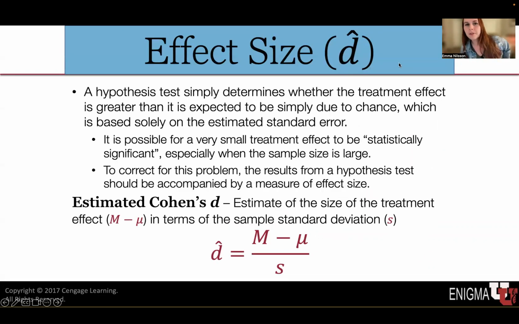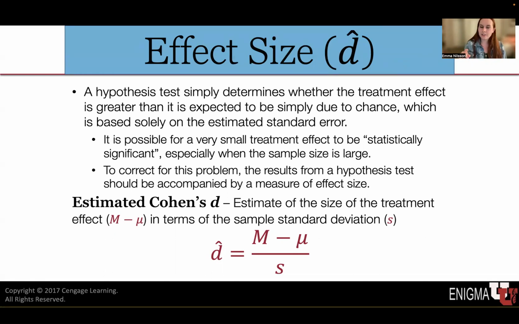So let's talk about the different ways that we are going to report effect size when we're dealing with a t-test versus how we talked about it with the z-test. So d prime here, effect size, is called the estimated Cohen's d.